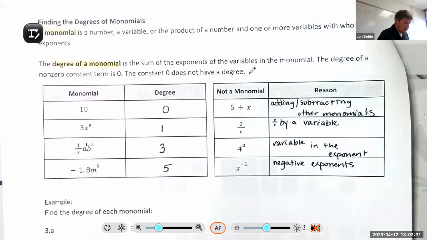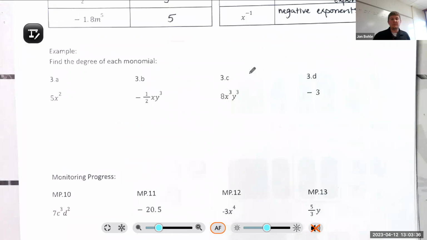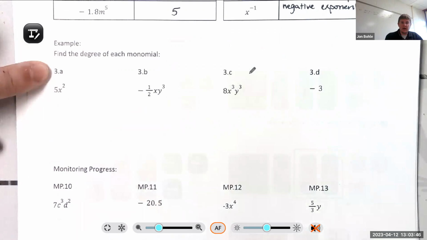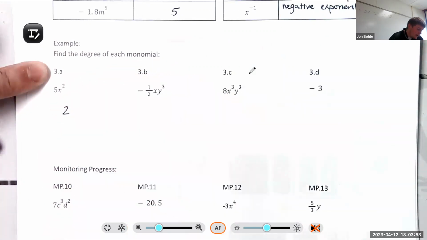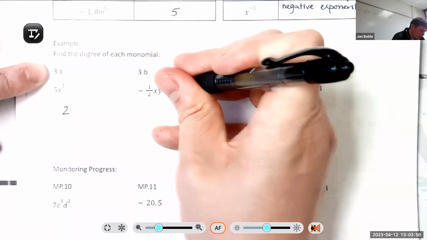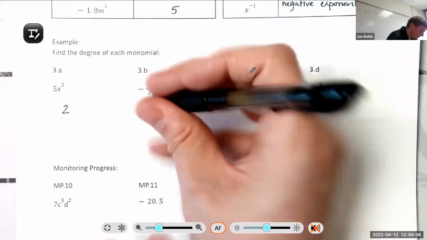Okay, so what we're going to do first is start with a good old example of finding the degree of each monomial. We're going to start here, and then I'll have you work through the monitoring progress ones as we typically do. Okay, 3a, we're going to find the exponent on the variable, or the sum of exponents on the variable. In this situation, it is just going to be 2. Okay, on 3b, we have x to the first, y to the third. Since I have multiple variables within this monomial, I'm going to add the exponents together. So we have 1 and 3 together, which is going to be 4.